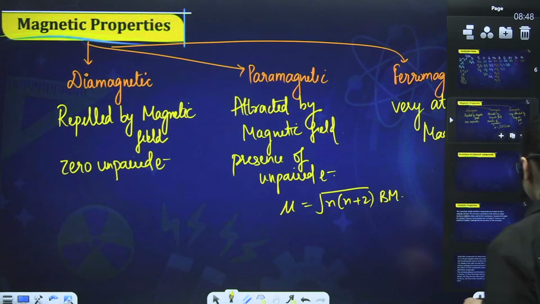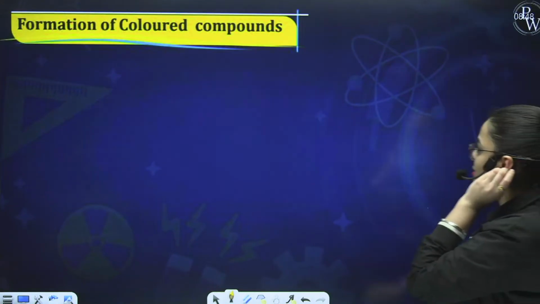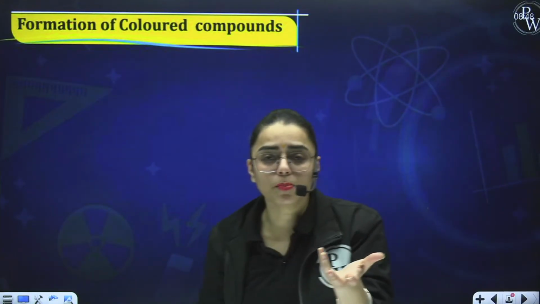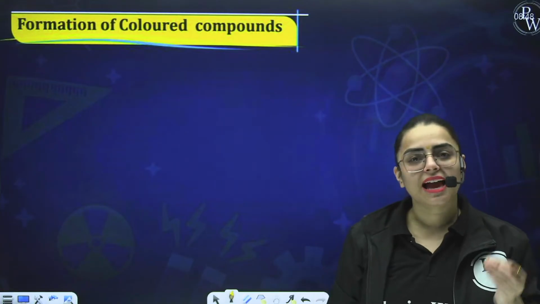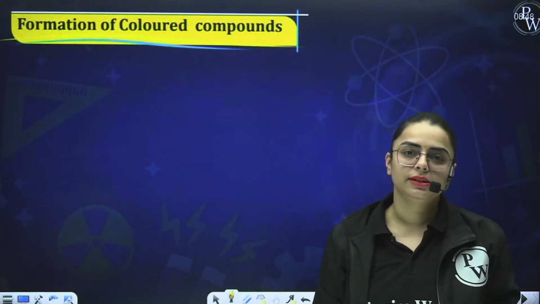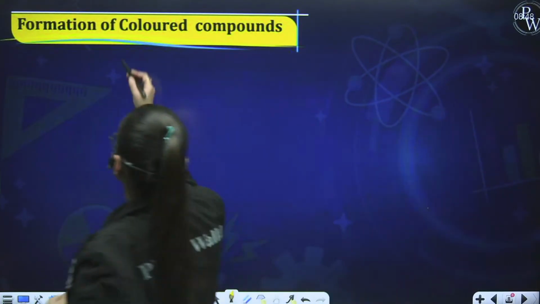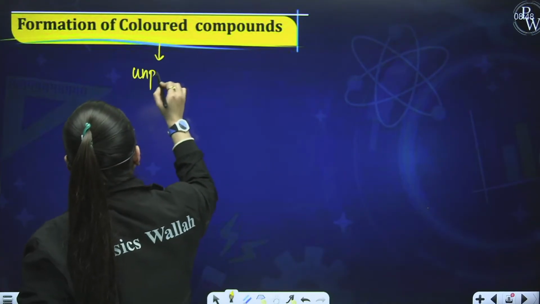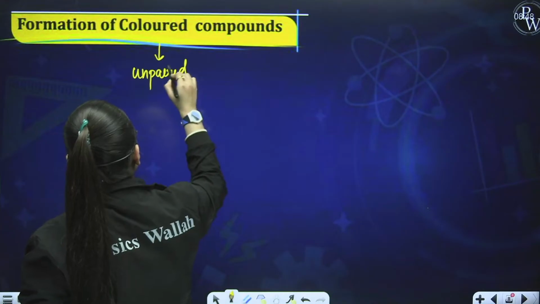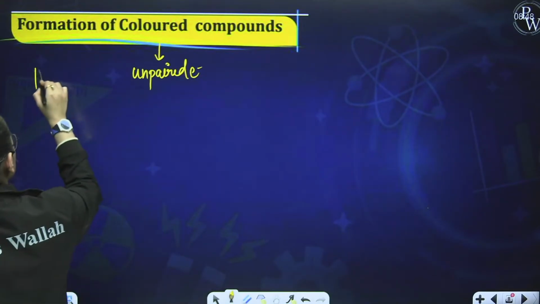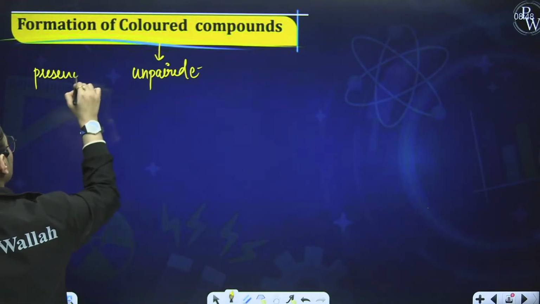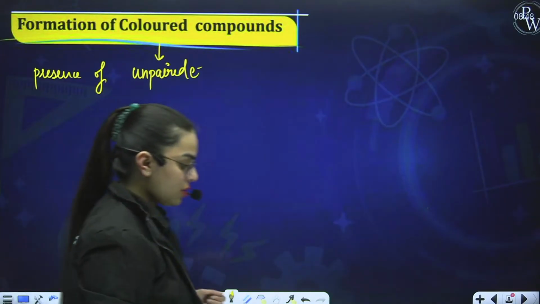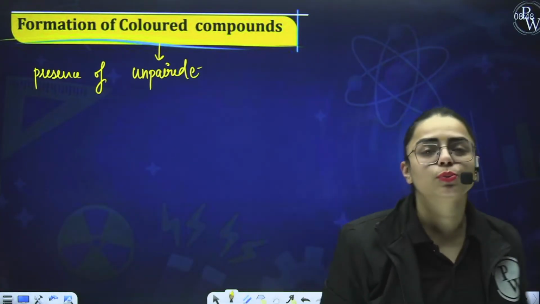Now, moving on to the next property, that is formation of colored compounds. Now, who will form colored compounds? The ones which have unpaired electrons have a tendency to form colored compounds. So you can write over there, colored compounds. What is the basic condition? The presence of unpaired electrons. The one which has unpaired electrons will show color.